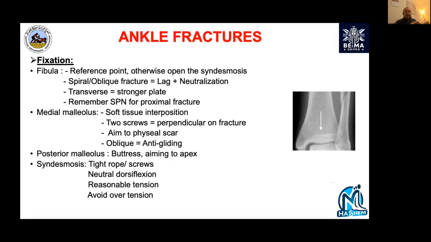For the posterior mal, the main idea is to buttress it, because it is held by ligaments from all around. All you need is to not allow it to slip up or to displace posteriorly. So you're aiming to buttress the posterior mal. And to have this done properly, you have to aim to have a blade fixing the apex of the fracture, and the screw or whatever you're holding with to be just at the top of the apex.